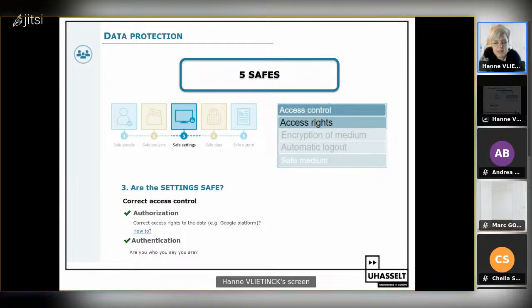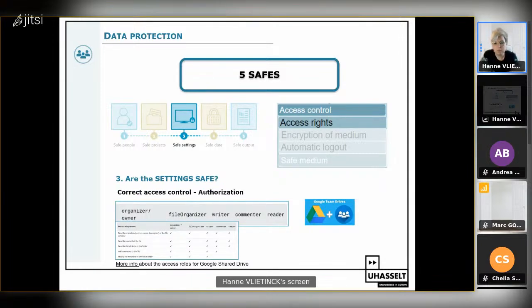I'll first start with the access rights. I don't know if you know the difference between authorization and authentication, but I'll explain it. Authorization is all about giving the correct access rights to the correct people. So we and the researchers should think in advance who needs to have access, and only give the minimum access that is needed. For authentication, we make an extra effort to identify that you're really the person who you say you are.